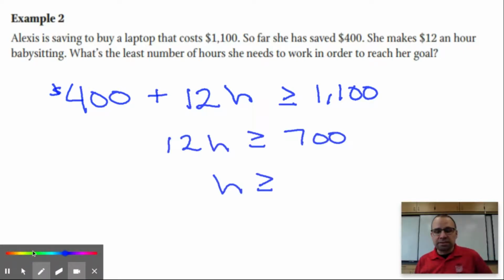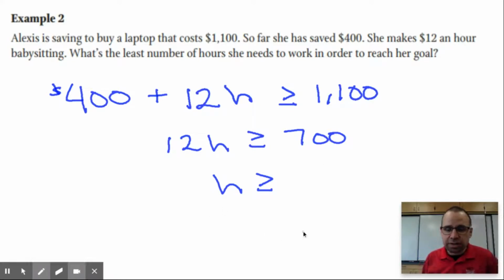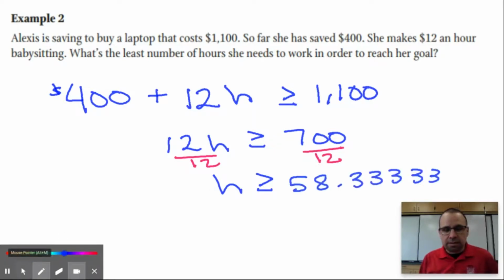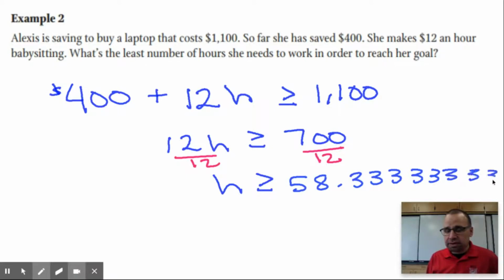Now we continue to solve the inequality. We subtract 400 from both sides. 12h is greater than or equal to 700. We divide both sides by 12. 700 divided by 12 is 58.33333333, and it just kind of continues on that way.